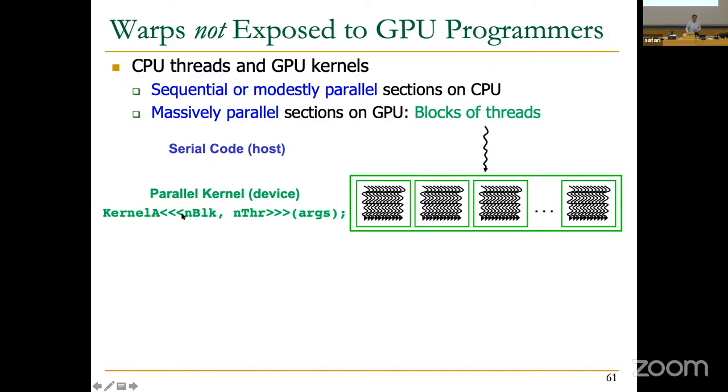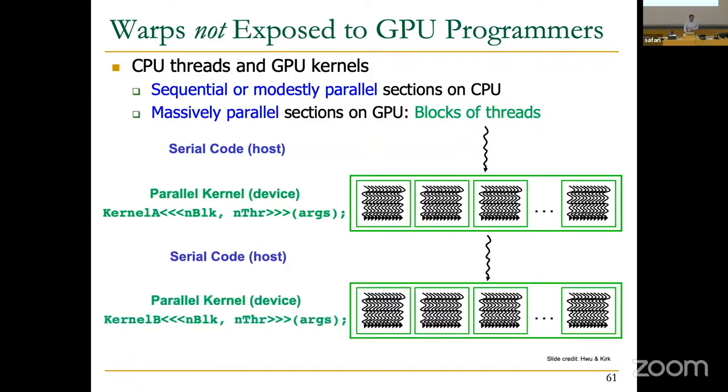You need to specify the number of blocks you have and the number of threads you have in each block. And then you have some arguments, and then these get executed. And then there's some serial code that gets returned to the CPU. The serial code executes and then launches another kernel. This looks like the GPU execution.